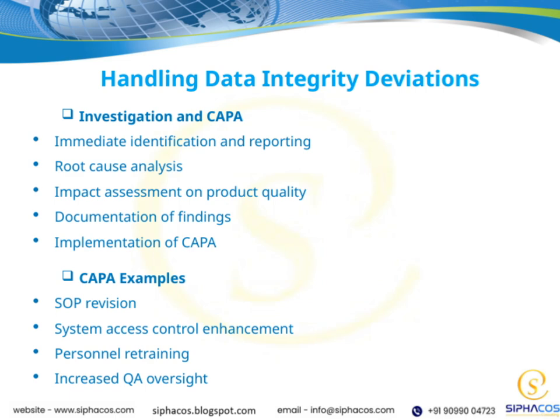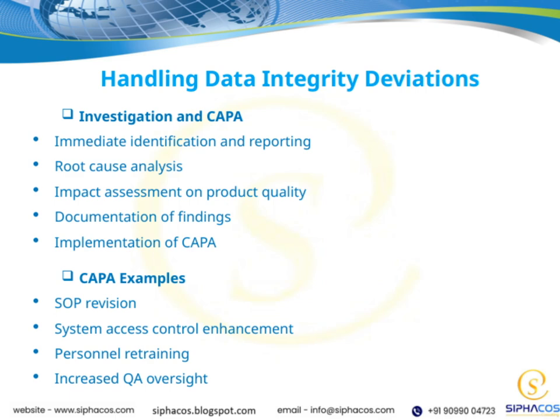Now, regarding CAPA examples, these can include revising standard operating procedures, enhancing system access controls, retraining personnel, or increasing QA oversight. Each of these actions targets specific root causes and helps us reinforce our control systems. These steps are integral to our overall strategy of maintaining data integrity and ensuring product quality. They highlight the importance of a proactive and systematic approach to deviations, which ultimately supports our commitment to compliance and continuous improvement.